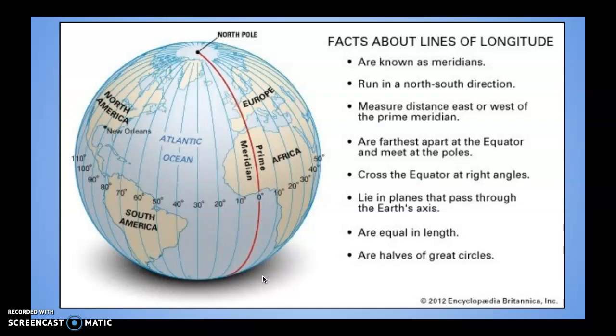This slide is showing you facts about lines of longitude. They're known as meridians. They run in a north-south direction. So remember your lines of latitude ran in a west to east direction. They measure distance east or west of the prime meridian.